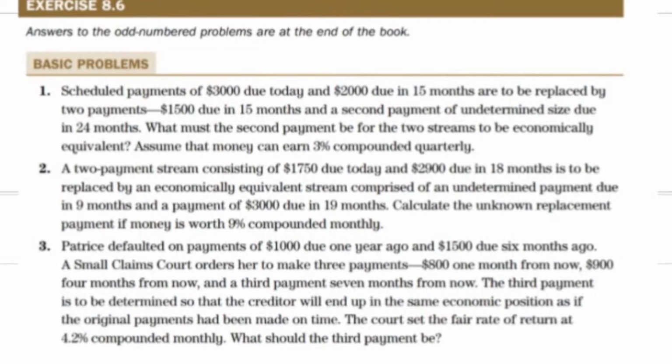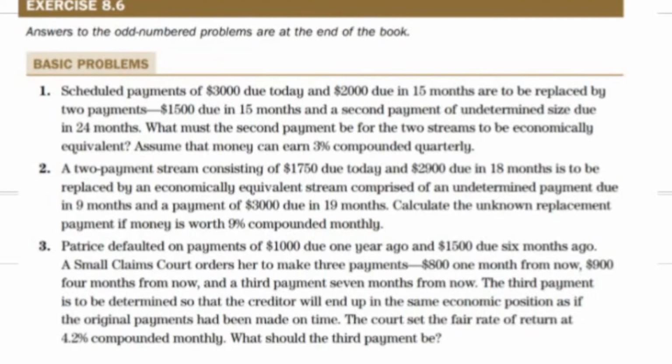In this particular problem that we're looking at today, number 3, Patrice defaulted on payments of $1,000 due 1 year ago and $1,500 due 6 months ago. So that was the original agreement, that she would pay $1,000 and $1,500 at the 1 year ago mark and at the 6 months ago mark. She didn't do that. The small claims court orders her to make 3 payments, $800 1 month from now, $900 4 months from now, and a third payment 7 months from now. We do not know what the third payment is.